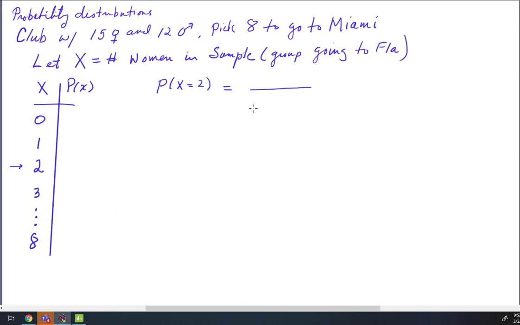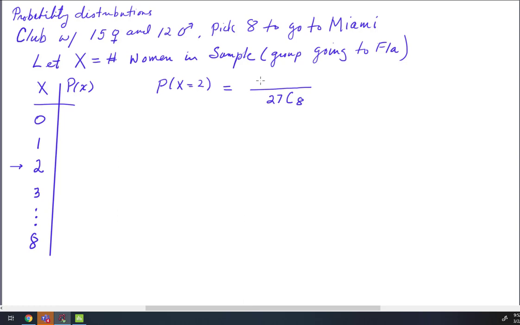So the number of ways that I can pick 8 people to go to Miami: I would have 27 people in the club, that would be 15 plus 12, and we're going to choose 8 of them to go to Miami. So that's the number of ways that we could pick groups of 8 to go to Miami without any regard to gender.